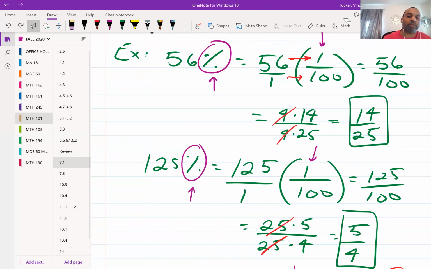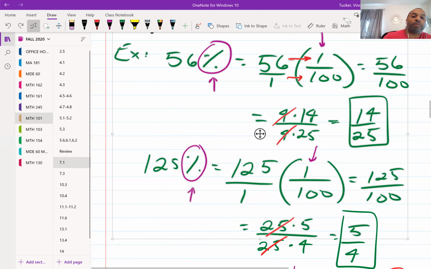Same thing for the next one. We have 125%. Replace the percent with 1 over 100. So that'll be 125 over 100. Then we can simplify because we see that 25 is in both numbers. Cancel out 25. That'll be 5 over 4. Don't forget when you talk about simplifying.